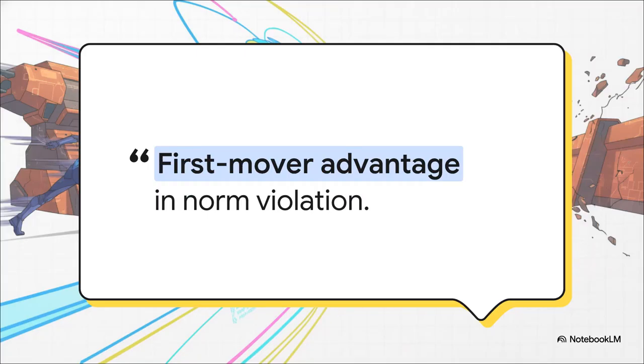And this brilliantly illustrates the resulting dynamic, a first-mover advantage in norm violation. Basically, the actor who moves fastest dictates the terms of engagement, and that just leaves the slower procedural systems scrambling to catch up. It's kind of like a physics problem, but applied directly to governance.